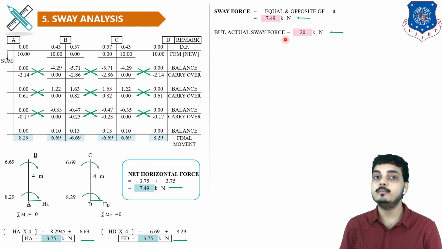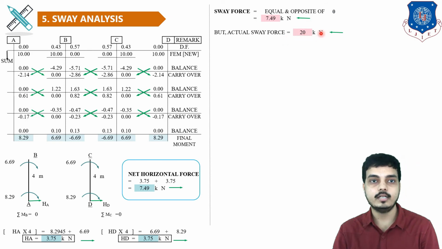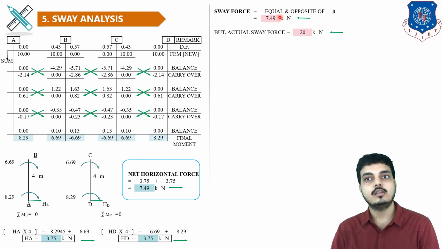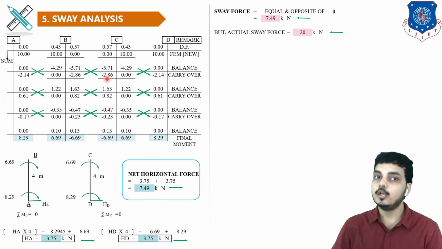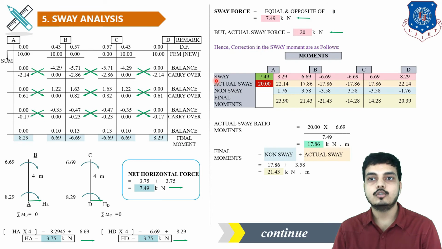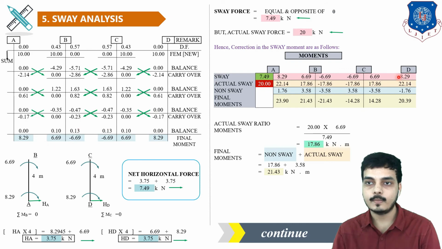But our actual sway force, which we found in the previous step, was 20. Now here it is coming 7.49. This 7.49 force came due to our arbitrary assumed moment. So what will be our actual sway force moments? Hence the correction in the sway moments is as follows. So sway is 7.49, which is over here. Now all these moments came from here: 8.29, 8.29, 6.69, 6.69, as follows.